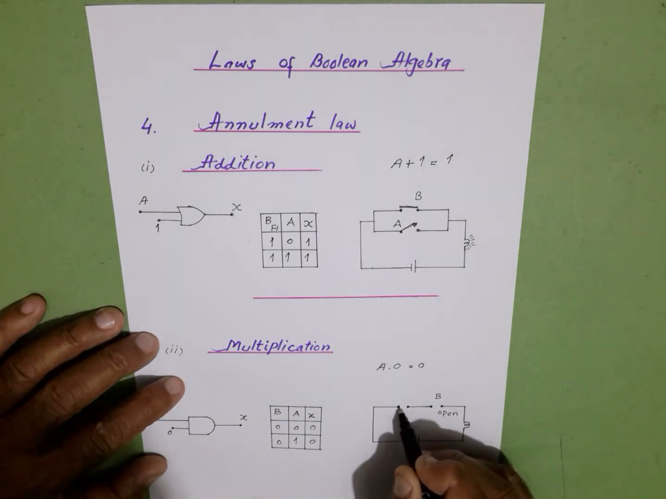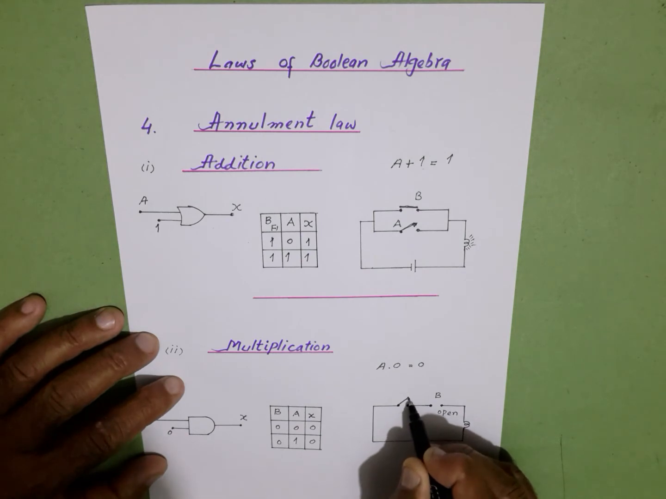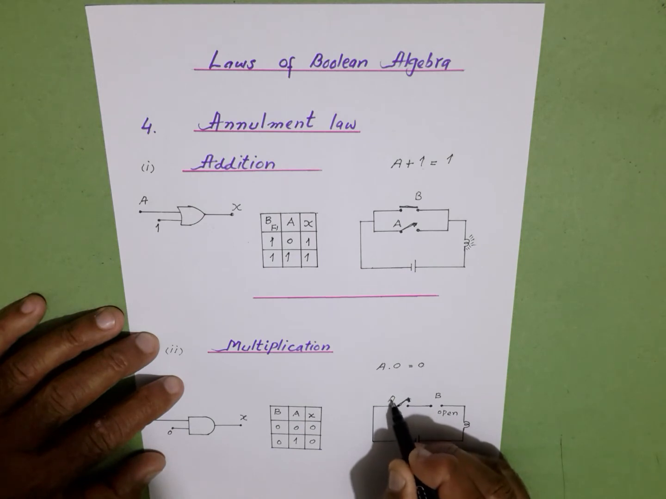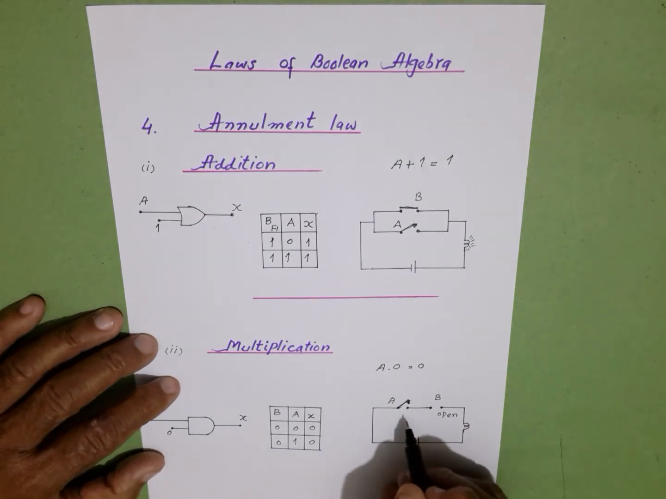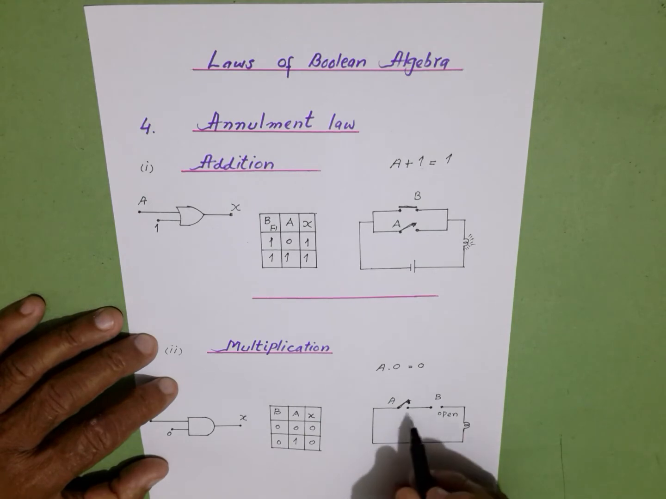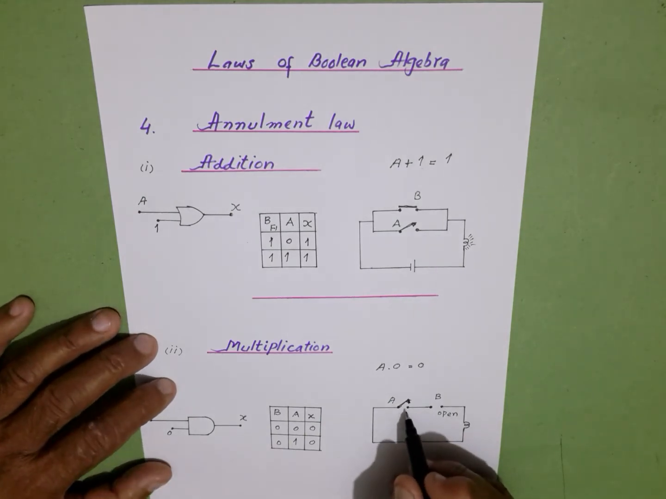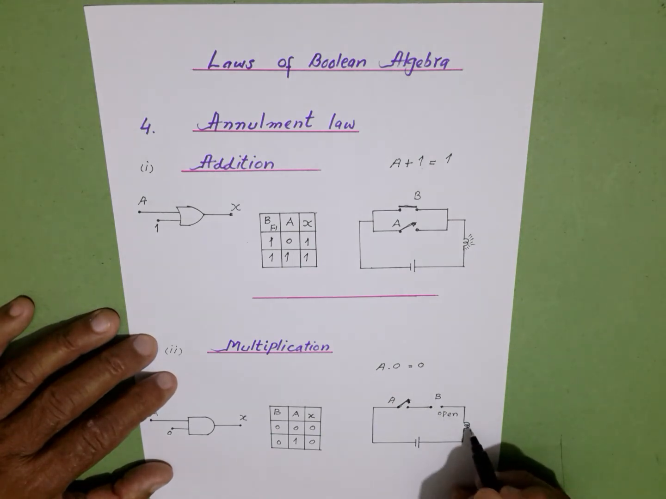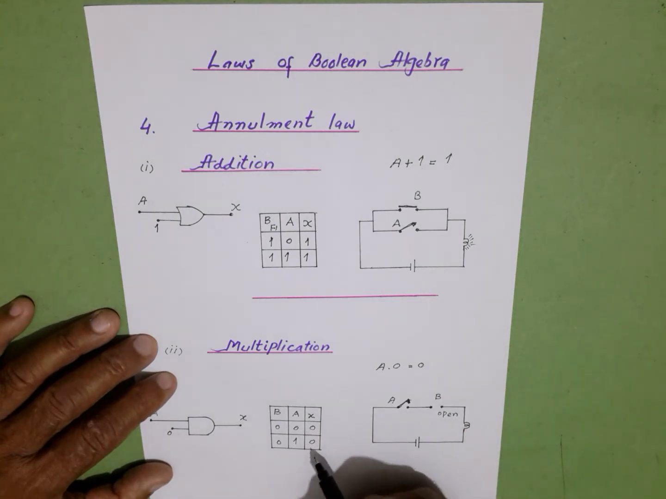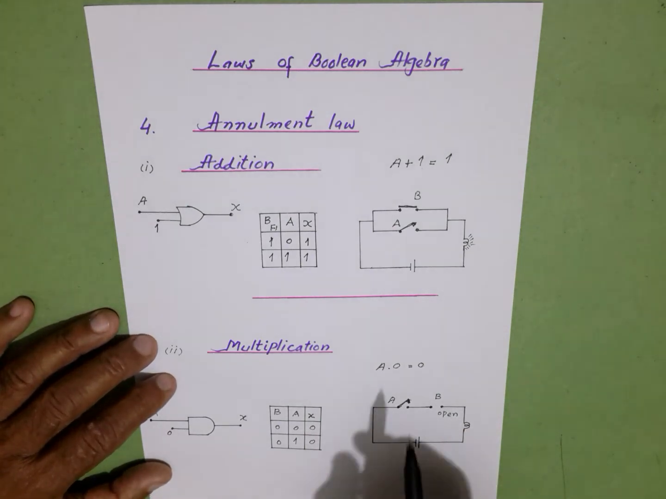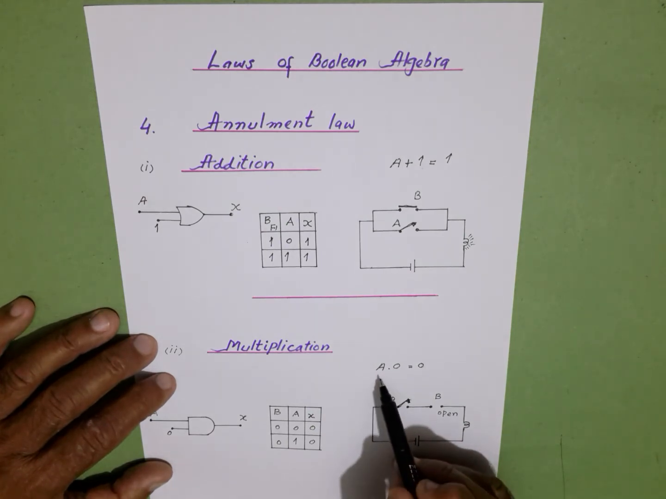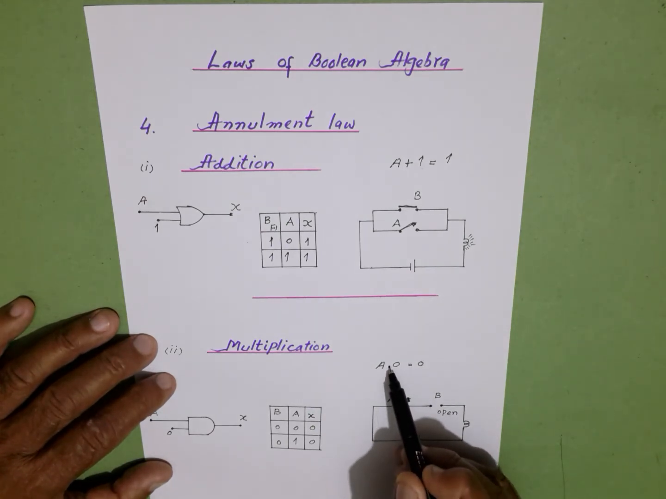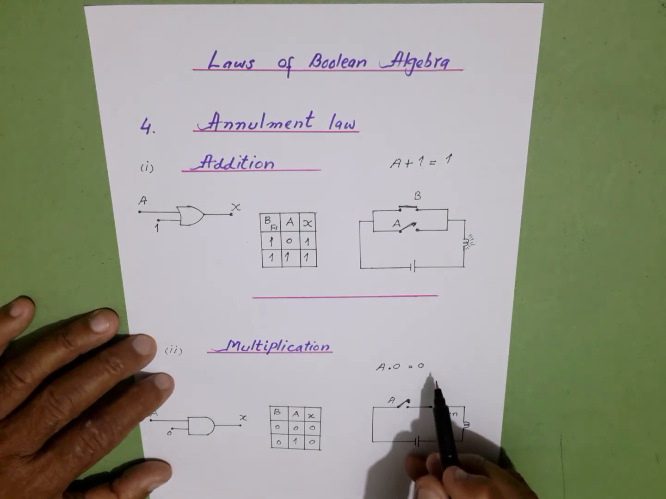And here it is switch A. Alright, if switch A is open, there is no current flowing. And when you close this switch, although switch A is closed, is 1, but it is open here. In both cases, the lamp is not glowing, lamp is off, and we get logic 0 voltage. And the law states, is defined as, if a variable is ANDed with 0, output is always 0.